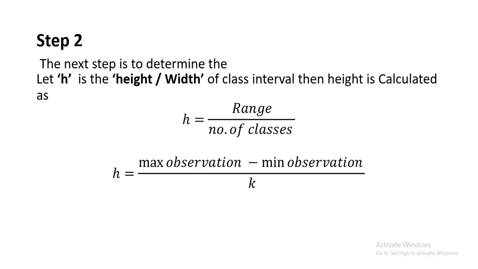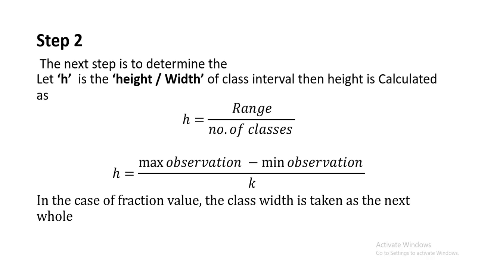If we are dividing a set of data into classes, and the first point is given for one class, then what will be the first point of the next class? So height is basically the difference of two classes' points. It can be lower points or higher points, but it's the difference of two classes. So height, or width, is calculated as maximum observation minus minimum observation divided by the number of classes.